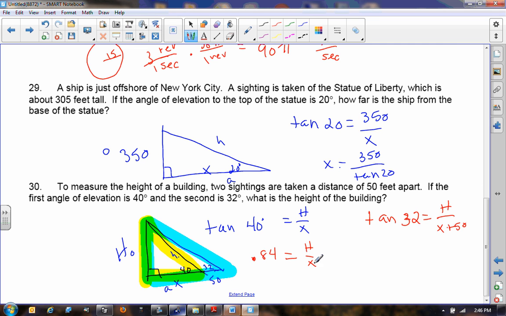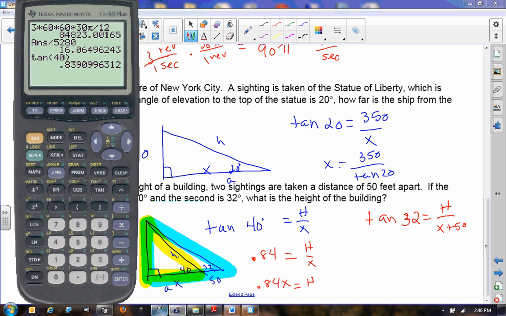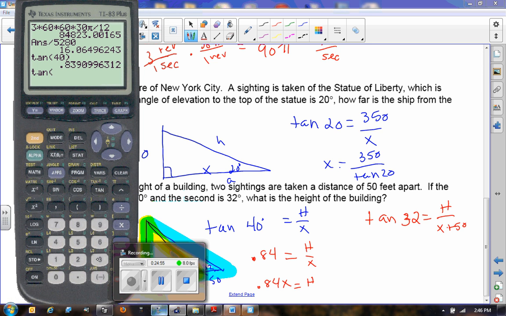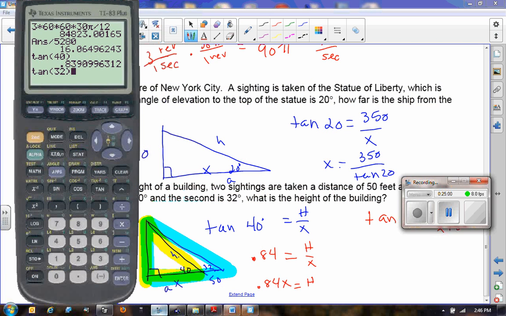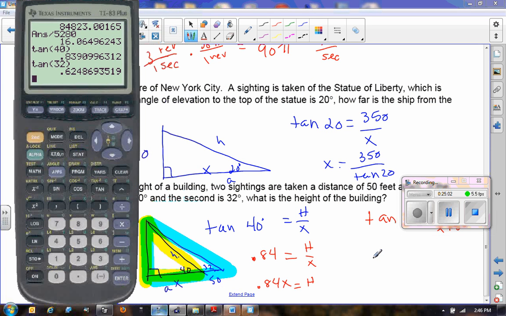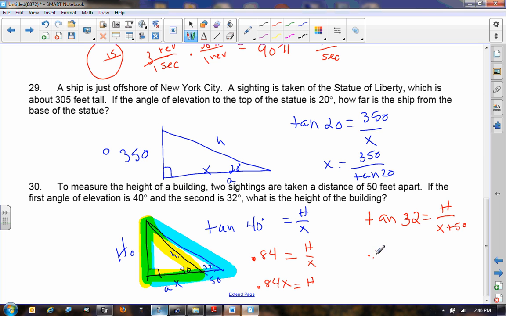So let's figure out what h is. H is 0.84x. Look at that, there's another h. I'm going to replace that, but first, let me find out what the tangent of 32 is. Tangent of 32, again, is another decimal. 0.64 equals, instead of h, I'm going to put in 0.84x. And on the bottom, you've got x plus 50.